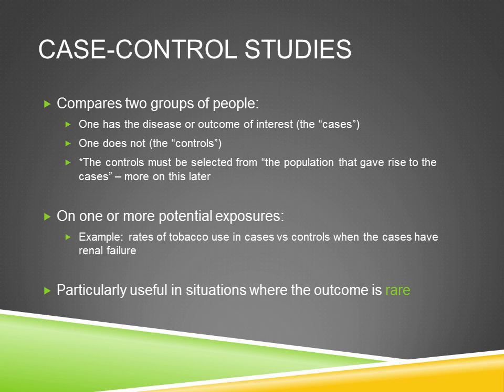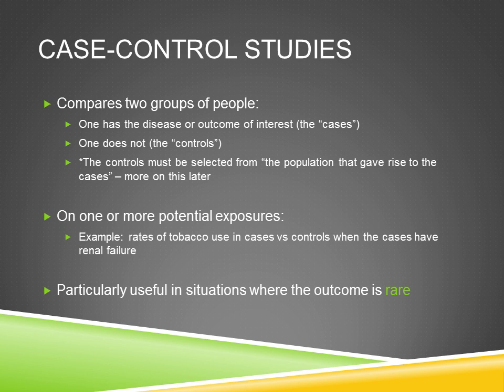Case control studies compare 2 groups of people. One group has the disease or outcome of interest, and they are called the cases. The other group does not, and they are called the controls. The important thing about case control studies is that the controls must be selected from the population that gave rise to the cases. In other words, they are similar to the cases in every way, except that they do not have the outcome. We'll talk about this more later, but this is the most important thing about case control studies.